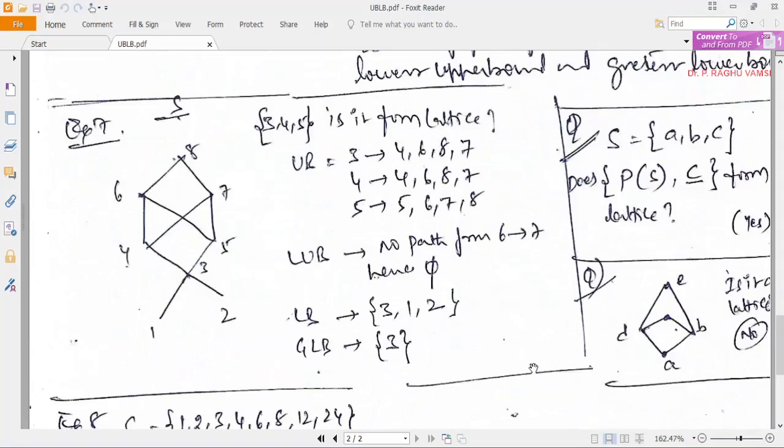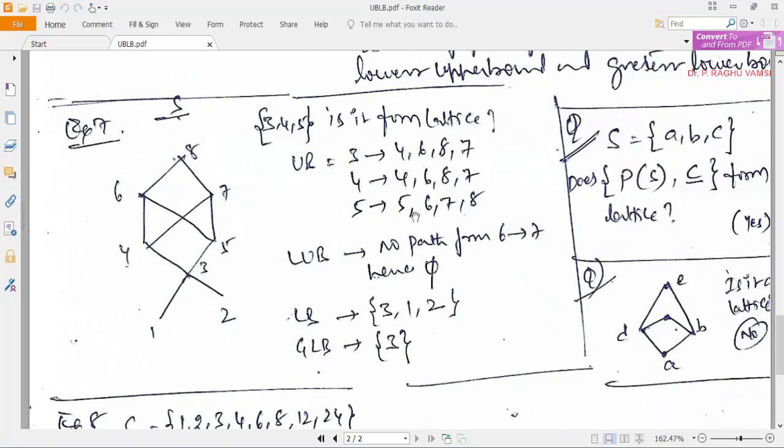While coming to example 7, this is another example. Here the subset 3, 4, 5 was given from this Hasse diagram. Does this form a lattice? So let us go for the upper bound, lower bound calculation. Below 3, there are elements 1 and 2, so 3, 1 and 2 can be included in the lower bound. While coming to the upper bound, from 3, 4, 6, 8, 7 can be reached. From 4, 4, 6, 8, 7 can be reached.